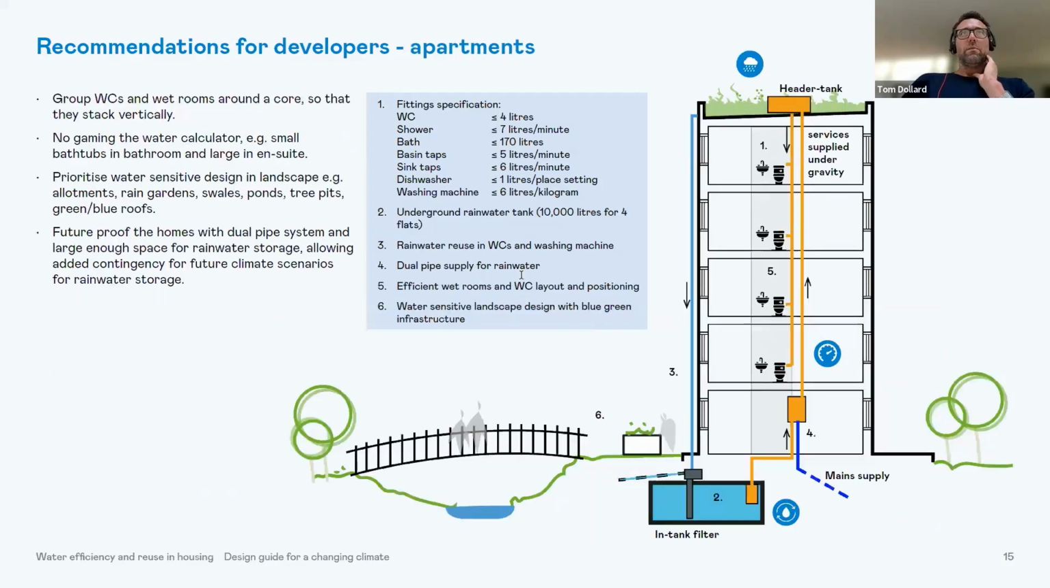The apartments are a little bit more tricky, but very viable, very deliverable. It's normally a larger tank. There's the dual pipe system, same as houses. Quite often this can be integrated with water sensitive design as well within the landscape. Some of the case studies have shown that. So it's not just water reuse inside the homes, but actually in the landscape. And there's obviously an overlap with SUDs and rainwater runoff as well.